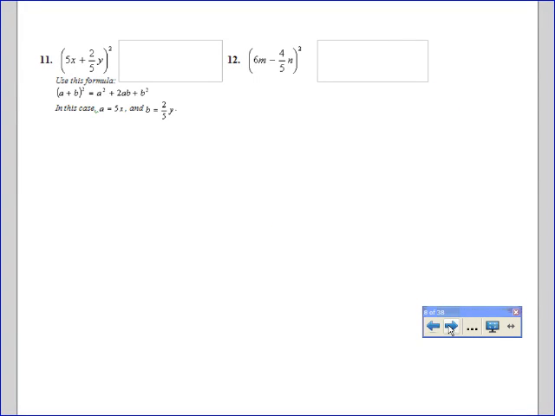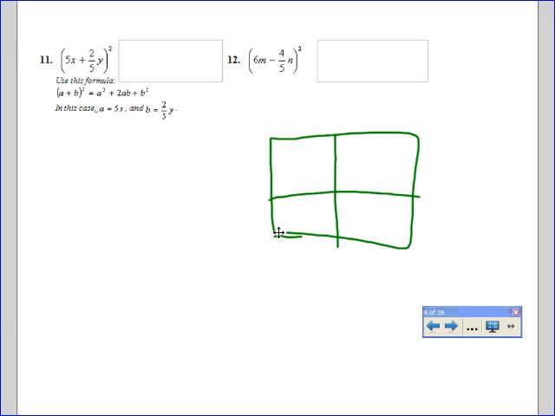Here, number 12. Starting with the box. There's the box here. Let's go. And there I have a 6m and a minus 4/5 n. Not squared, I lied. And on the left here, simply 6m and then negative 4/5 n.